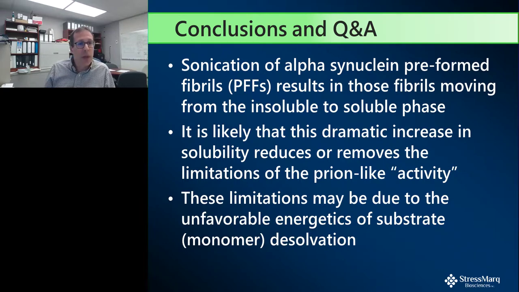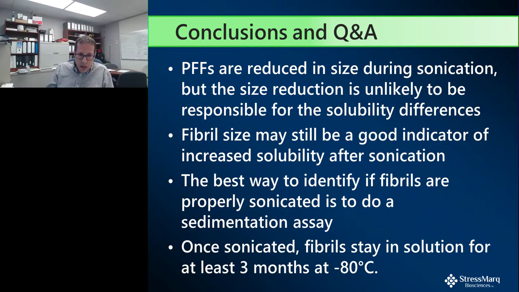So in conclusion, the sonication of alpha-synuclein preformed fibrils results in fibrils moving from the insoluble to the soluble phase, and it's likely that the dramatic increase in solubility removes or reduces the limitations that are seen with prion-like activity if that is not carried out. It's quite possible that the limitations may be due to unfavorable energetics, a function of the monomer desolvation into fibrils, that are removed by sonication. There's no doubt that PFFs are in fact reduced in size during sonication. That is definitely true, and the fibril size change may still be a good indicator of whether or not sonication has happened properly.